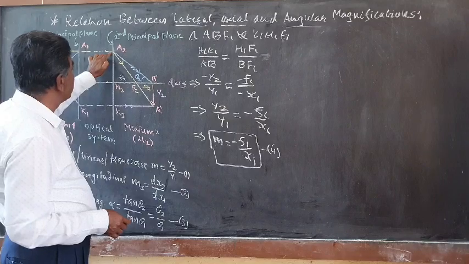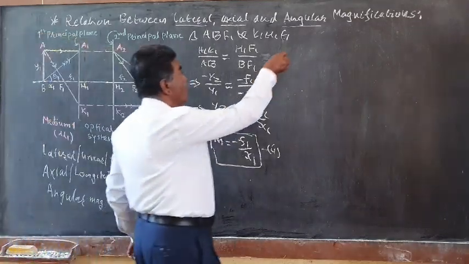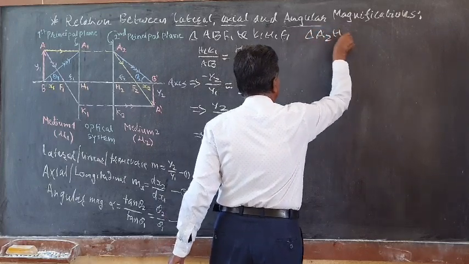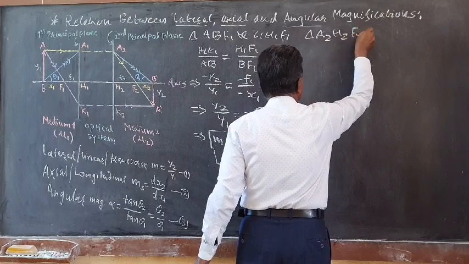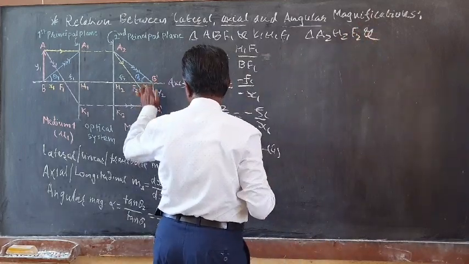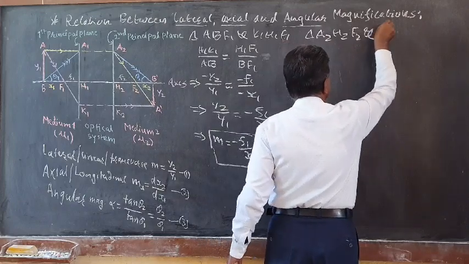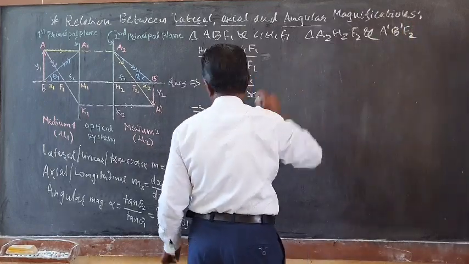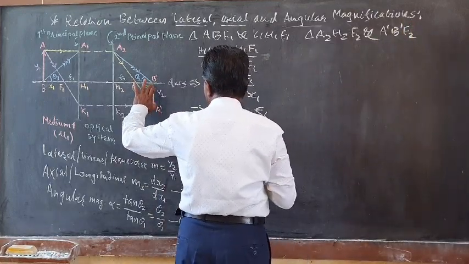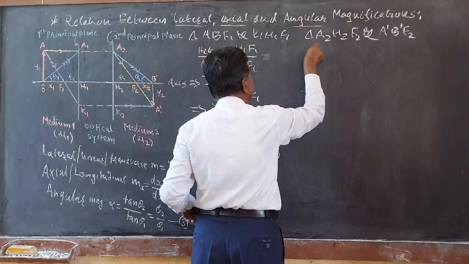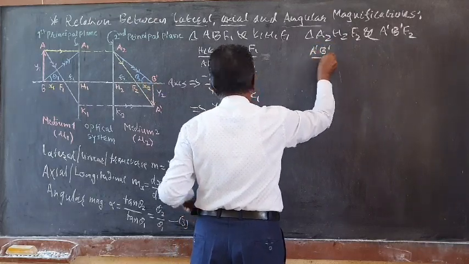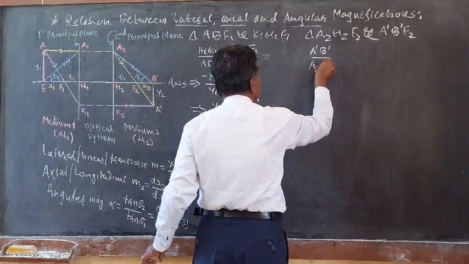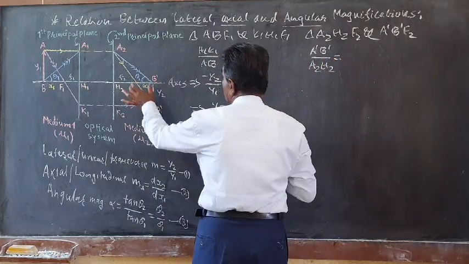will consider the similar triangles A2, S2, F2. Now consider the similar triangles A2, S2 and F2 here, and the similar triangle is nothing but A dash, B dash, F2. Now from these similar triangles we can write the ratio A dash B dash divided by E2 S2.